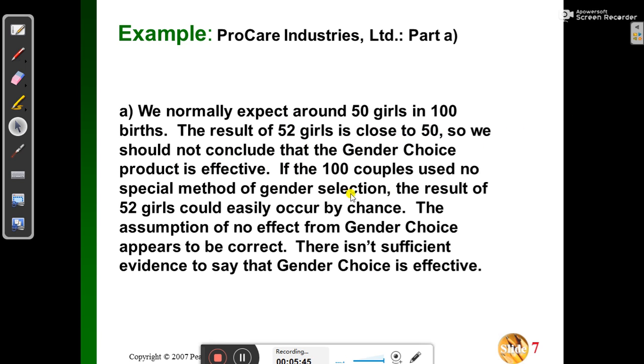So there we obviously cannot directly conclude that Gender Choice is directly affecting the result of the event.